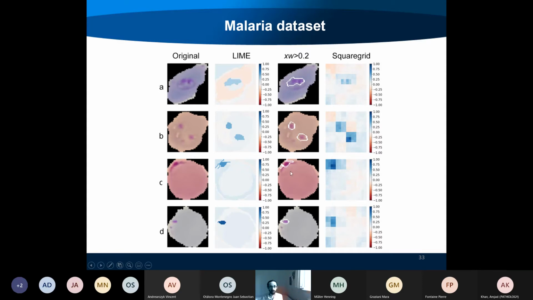Here is just an example of another visualization that I hadn't shown before, where you create a boundary around the region of a certain threshold of explanation weight, right? In this case, let's say 0.2. Then you can mark these regions a little bit more easily on the original image, right?